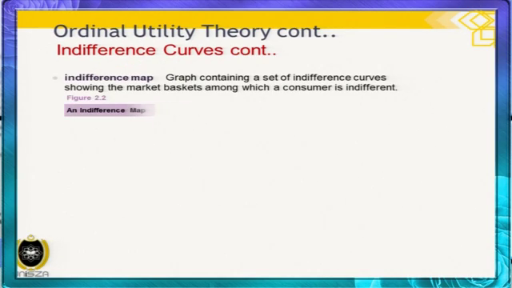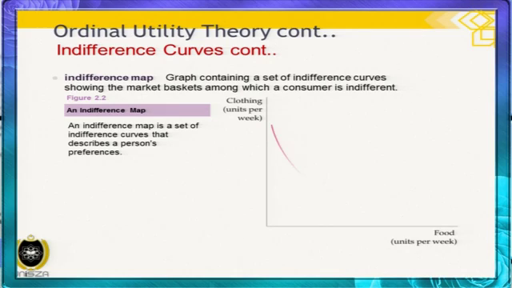Okay, let's move to the indifference map. What is actually an indifference map? An indifference map is a graph containing a set of indifference curves showing the market baskets among which a consumer is indifferent. An indifference map is a set of indifference curves that describe a person's preferences.